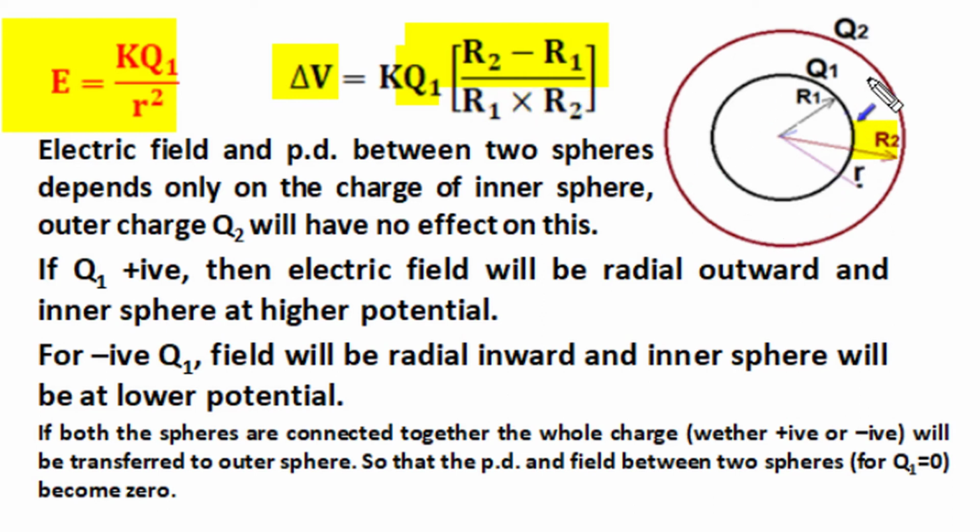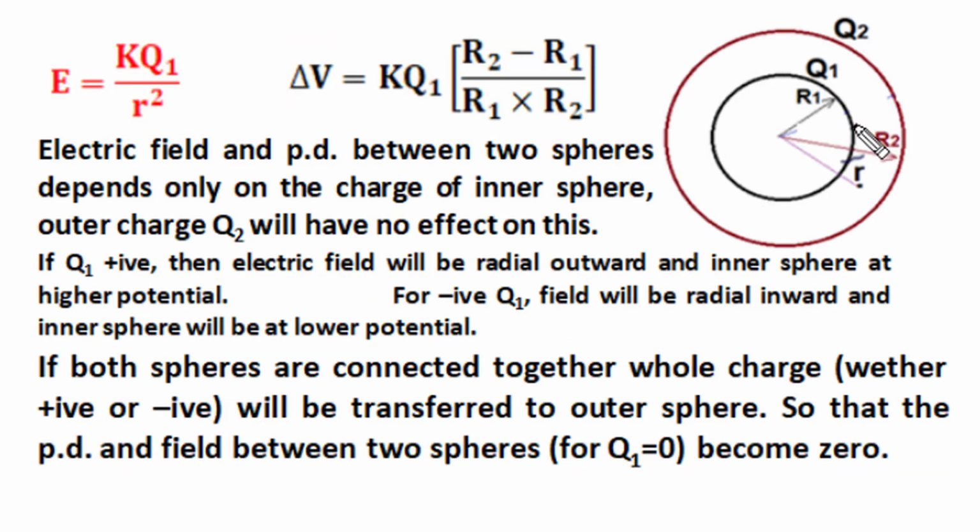Similarly, if inner sphere gets negative charge, this q1 is negative, then its electric field is radial inward, and since electric field is directed from high potential to low potential, now this inner sphere will have low potential and outer sphere will have higher potential, and potential difference again depends upon magnitude of this q1.